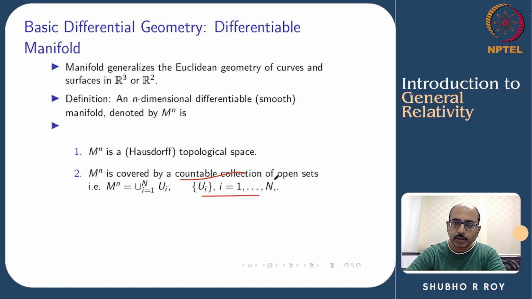So the number of open sets which are covering M has nothing to do with the dimension. That's why I distinguish them. One is little n, the other is big N. Alright, so we have a countable collection of open sets which are given by U sub i. This curly bracket means it's a collection. And then the union of these U sub i gives me the manifold Mn. Okay, so the union is M. Sometimes I will omit the dimension and I will just call the manifold M.